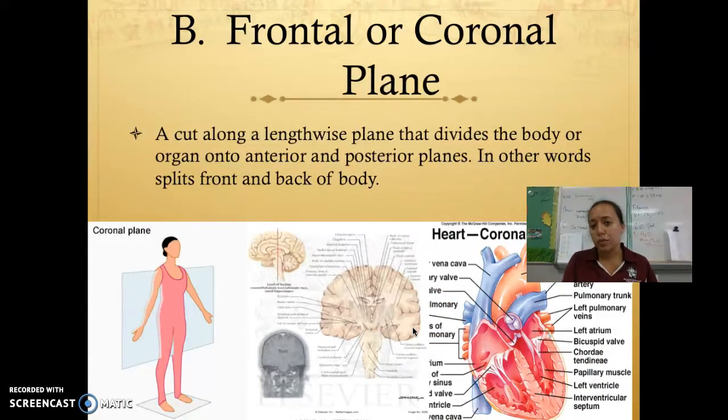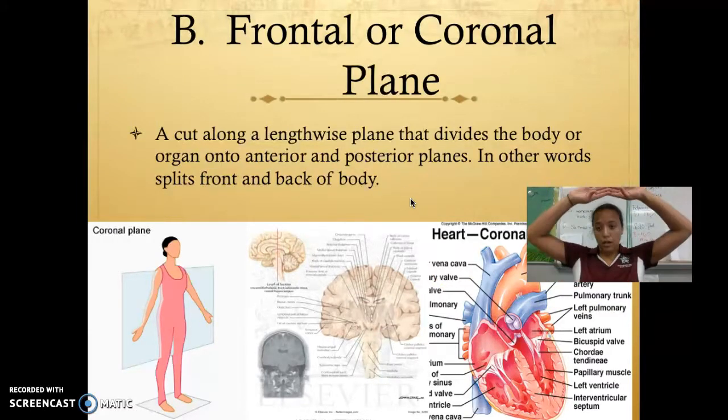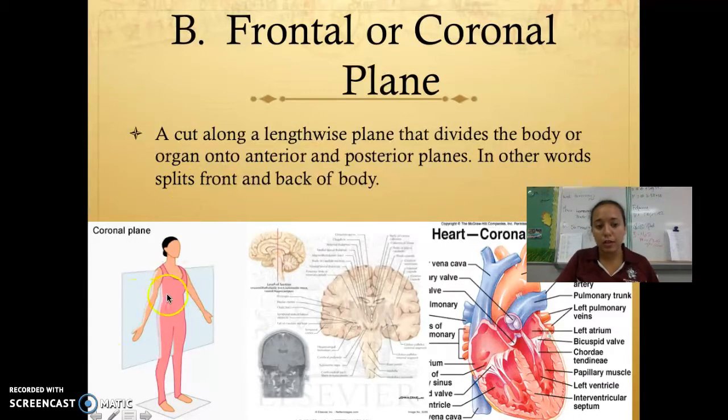Frontal or coronal, again, I always remember frontal, you're cutting the front off. Coronal, it just goes with the frontal plane. So this is a cut along the lengthwise plane that divides the body organ into anterior and posterior planes. So in other words, you're cutting this way. We're cutting downwards, and you can see this picture right here, how you can see there's a plane being cut. So here's an example where you're seeing the brain being cut frontal. This is like you already cut it mid-sagittal and you're cutting it again. So you cut it right here, and that's what you'll do in your lab later.